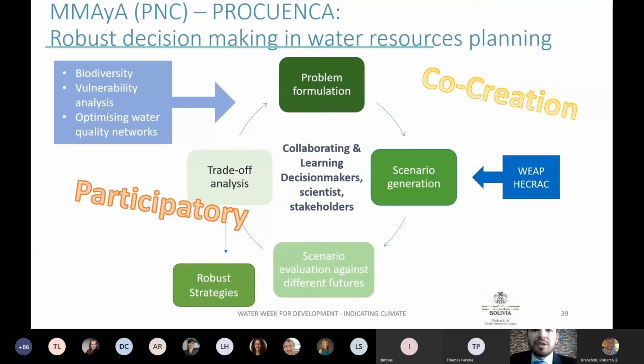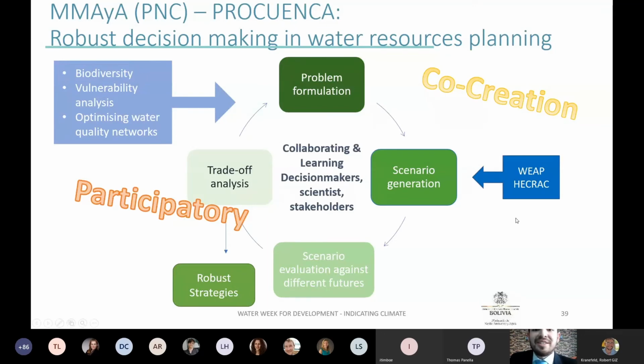So what we are doing is robust decision making in water resources planning. This is the methodology we are using in PROCUENCA. Robust decision making is needed when dealing with uncertainty in water resources and river basin planning. A number of studies are performed to improve the information basis. We must analyze biodiversity studies. Moreover, vulnerability analysis is very important, but also understanding data is crucial. So we have to optimize water quality and quantity networks to see where we need additional data.